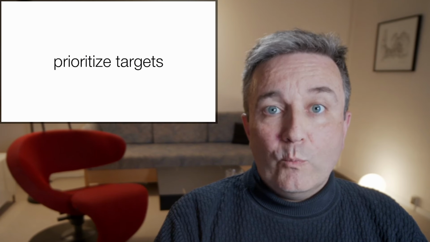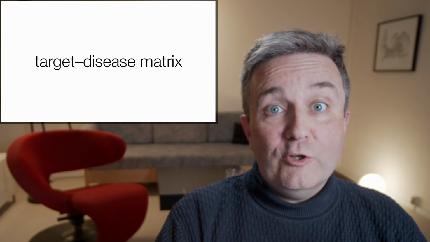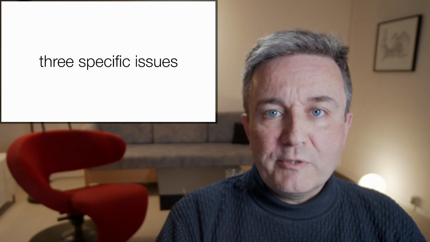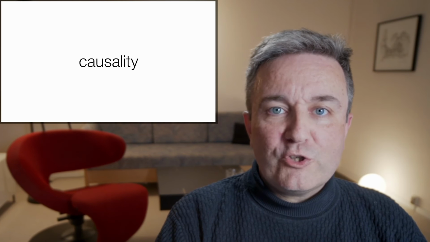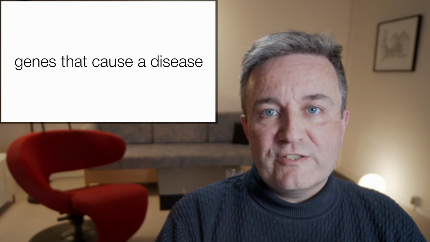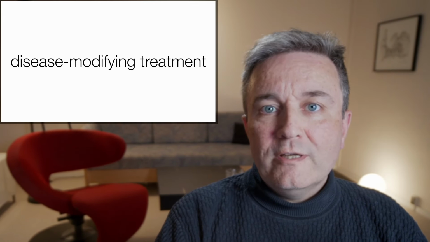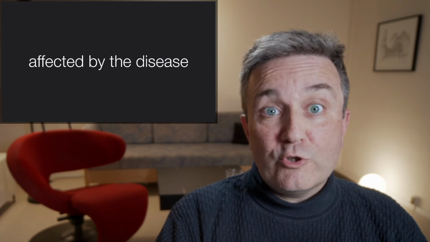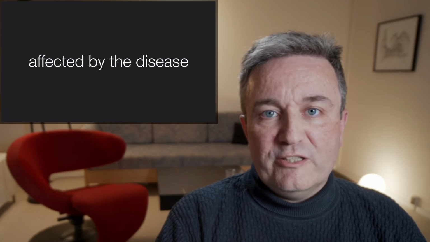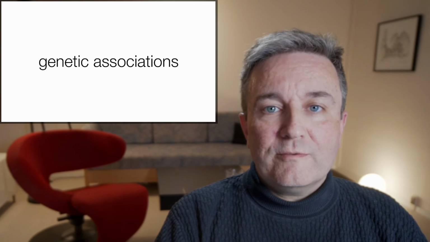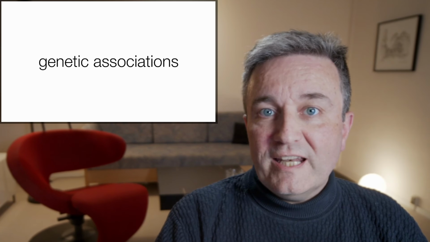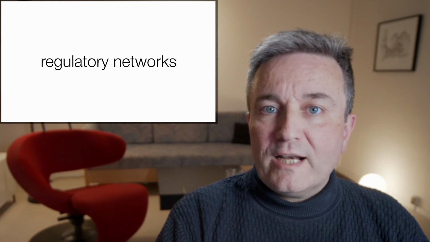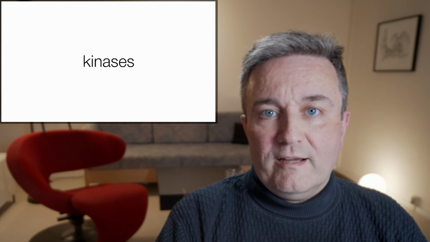In target discovery, we want to prioritize targets. And for that reason, if you're looking at the target disease matrix, we are interested in a specific column. However, there are three specific issues we need to address. The first is causality. We really need to find the genes that cause a disease, since targeting those is likely to net us a disease-modifying treatment or at least a symptomatic treatment, as opposed to just finding genes that are themselves affected by the disease. The way to do this is to look at genetic associations, since genetically associated genes have a better chance of being causal, and also look at regulatory networks to identify upstream receptors and kinases.